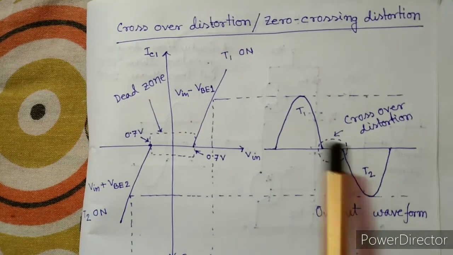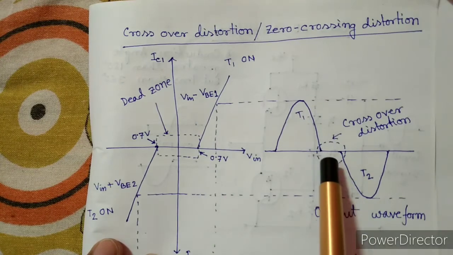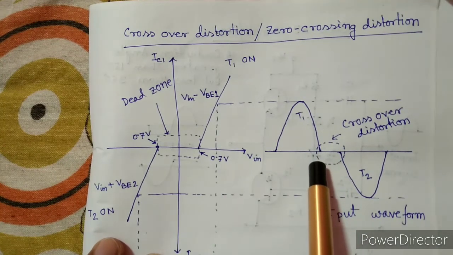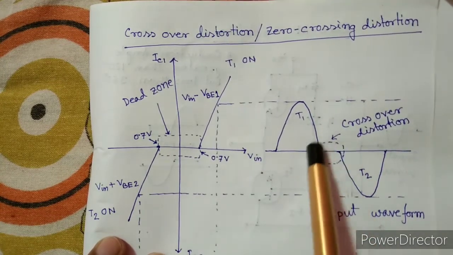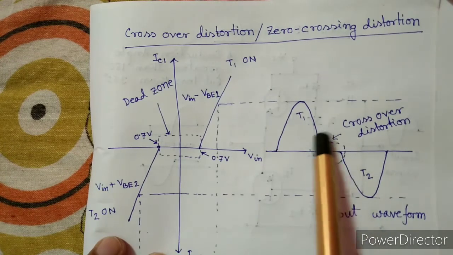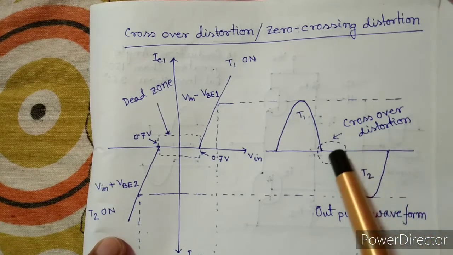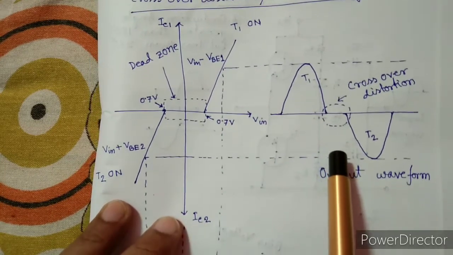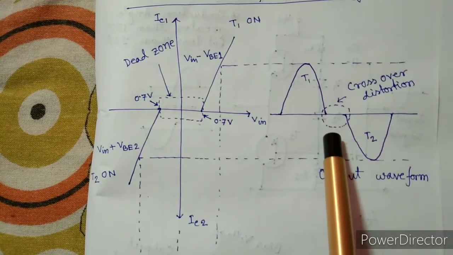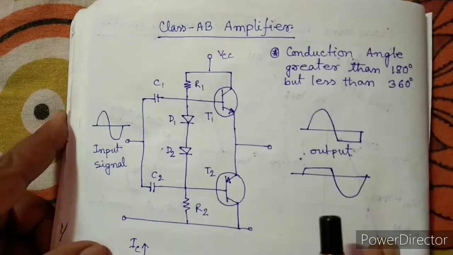So, if we see, due to that the output will look like that, and for this potential 0.7 across this region we will not get any output waveform. So, this information will be lost. So, this is our crossover distortion problem. Due to the crossover distortion problem, we will lose some amount of signal. So, how can we remove this problem?